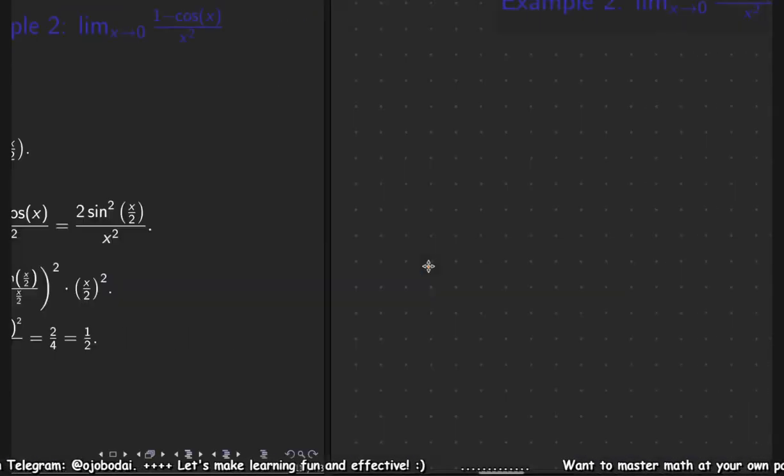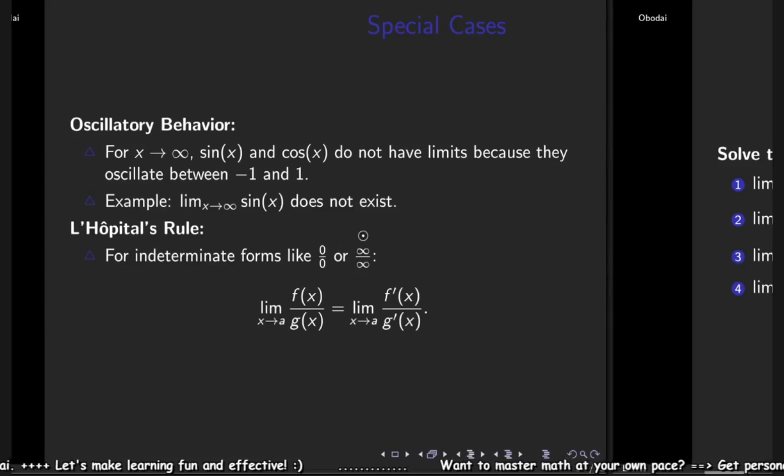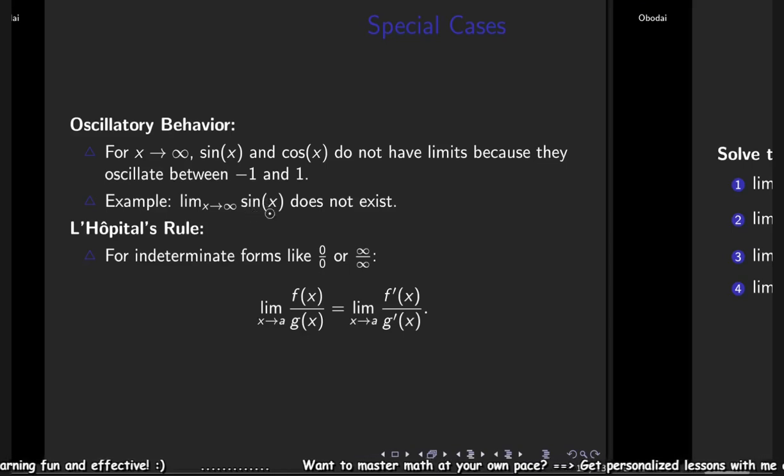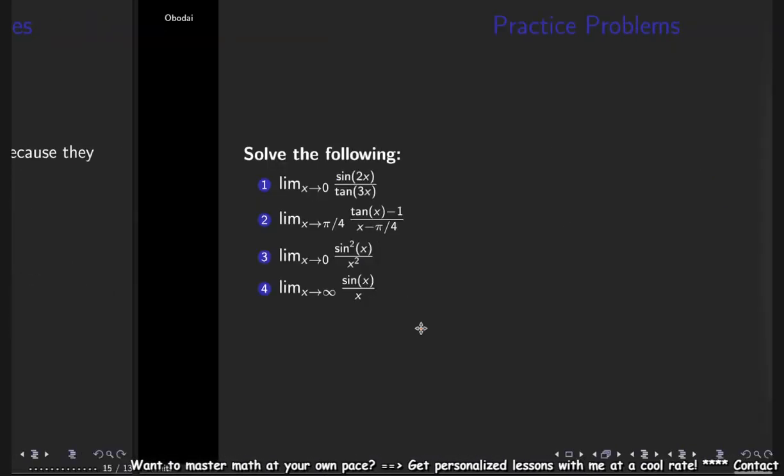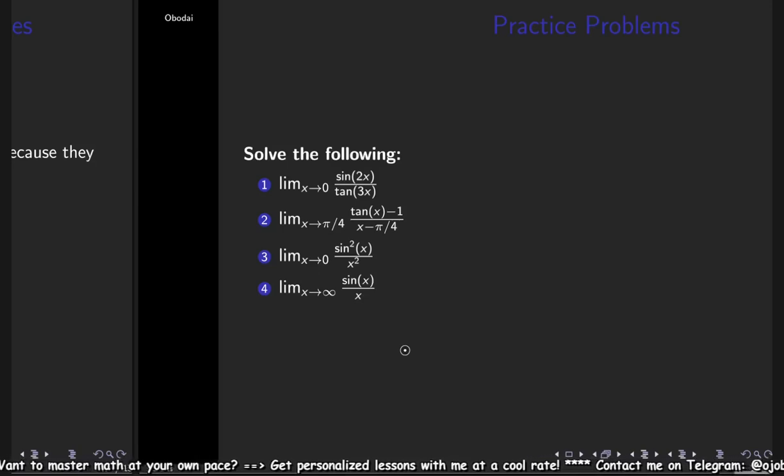Because of this condition, we say that they do not have limits when x is approaching infinity, because they will always be between negative 1 and 1. Hence, the limit of sine x as x approaches infinity does not exist. Now, there are also special cases where we apply L'Hopital's rule, which we'll be doing when we get to differentiation. These are some questions here you can quickly try based on what we have already done, and then test your understanding of what we've done so far.